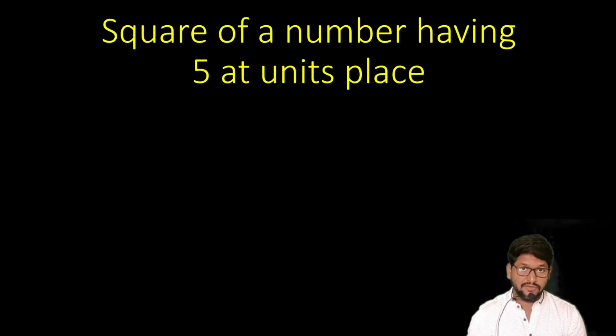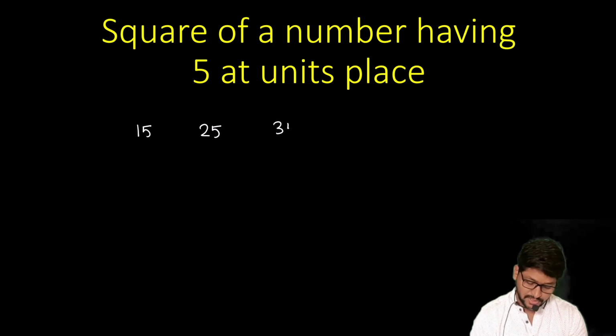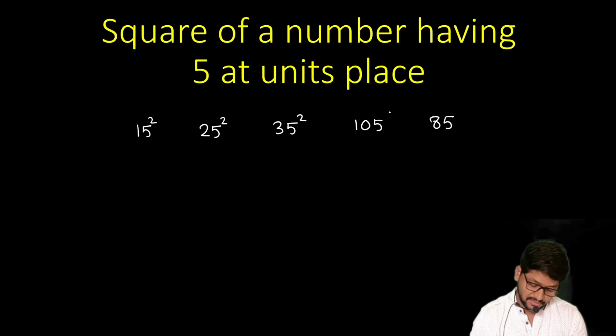Square of a number having 5 in the units place. Let us consider some numbers like 15, 25, 35, 105, 85, etc. Finding squares for these types of numbers becomes very easy. Finding 15 square, 25 square, 35 square, 105 square, 85 square.